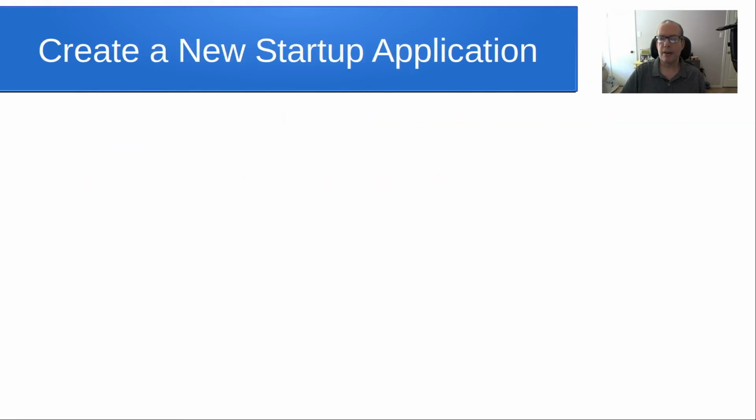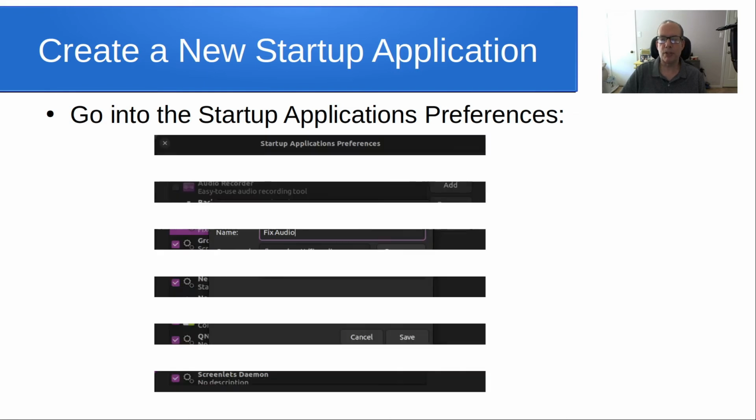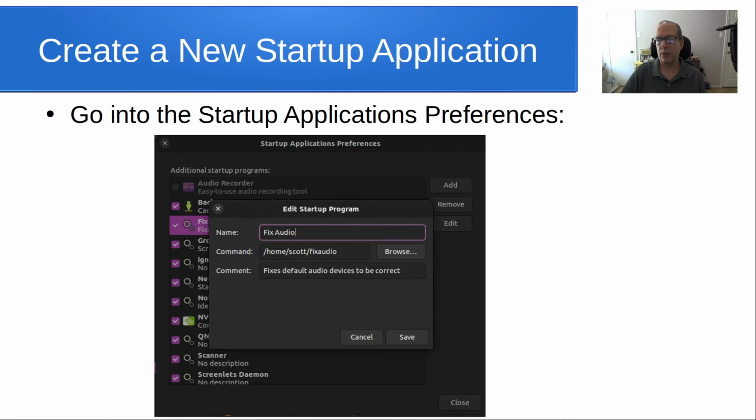~/fixaudio. Then we want to create a new startup application. So you want to go into the Ubuntu startup applications preferences. When you launch the application, you're going to be clicking on add to add a new startup application. In my case, I'm editing one because I already have it out here. You can name it anything you want, but I called it fixaudio to make it clear what it was for. And then the command is simply /home/Scott, since that happens to be my user account, /fixaudio. And then I put a comment here that says fixes audio devices to be correct.